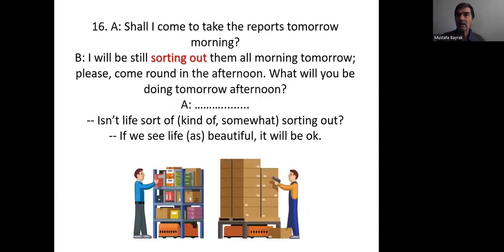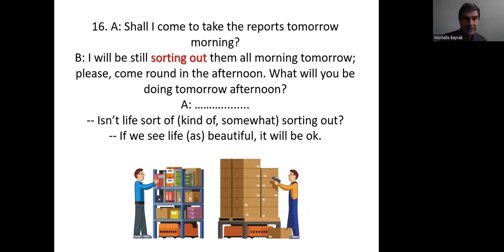16, shall I come to take the reports tomorrow morning? B, I will be still sorting out them all morning tomorrow. Please come round in the afternoon. Pop in the afternoon. Drop in the afternoon. What will you be doing tomorrow afternoon? I will be visiting my neighbors.